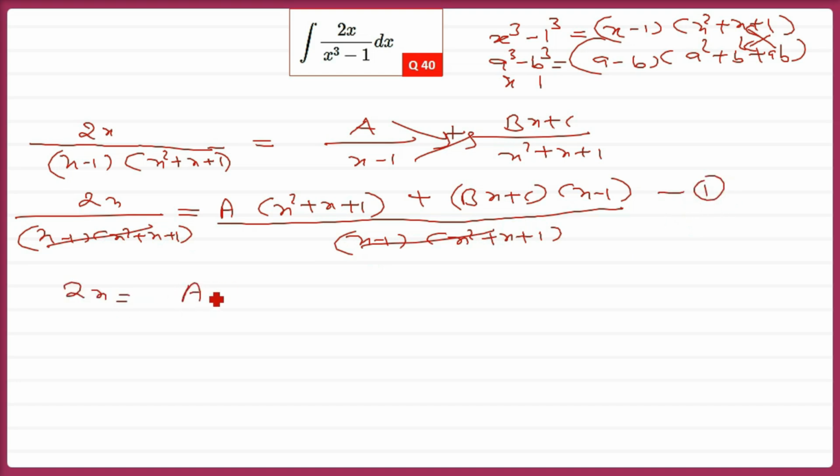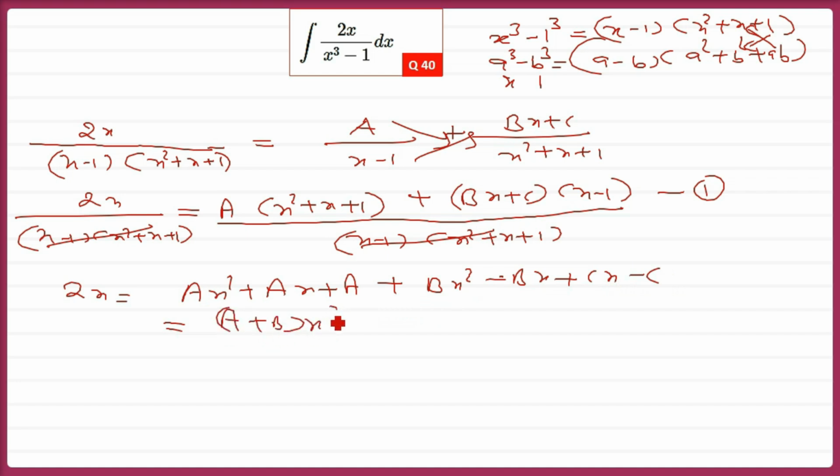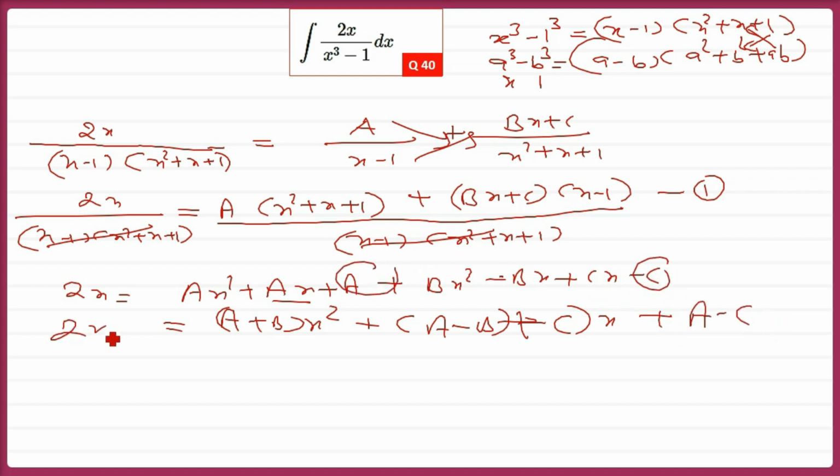Now 2x will be equal to ax square plus ax plus a. I am multiplying the interior terms: bx multiplied by x minus 1, so bx square minus bx plus cx minus c. Now combine these similar terms. That is a plus b into x square, then ax minus bx plus cx, so a minus b plus c, along with x. Then we have a and c, a minus c. Only the x term is there on the left, other terms will become 0.